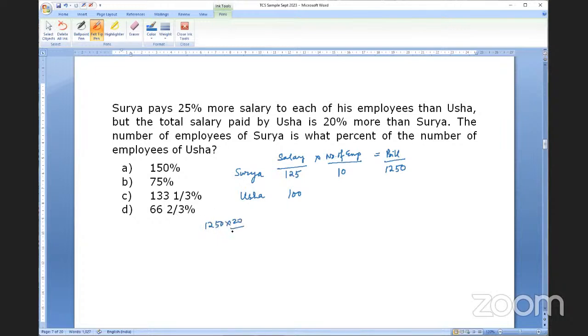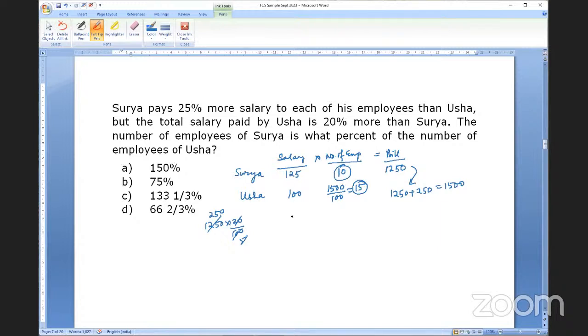1250, 20% is how much? 5 times. That would be 250. That means total bill paid by Usha is 1250 plus 250. That is 1500. Now total bill paid by Usha is 1500 and salary per employee is 100. That means number of employees in case of Usha is 1500 divided by 100. That is 15. So now we have the number of employees with us. That Surya have employed 10 employees. Then Usha have employed 15 employees.